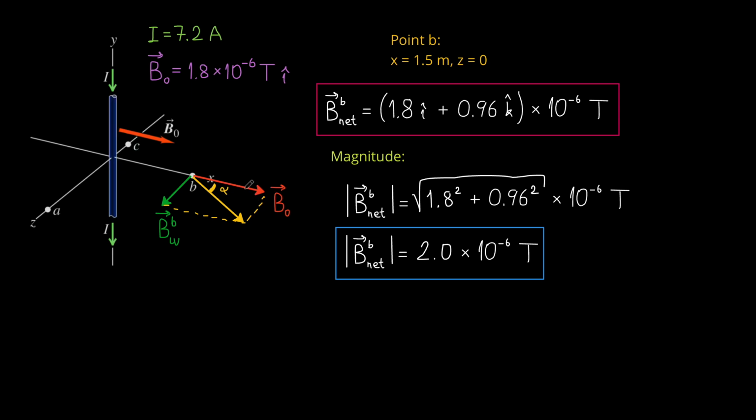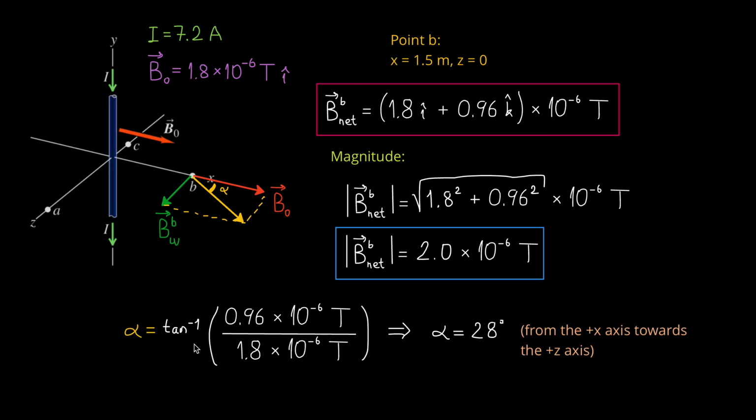If we focus on the picture, the x component of our vector, B sub 0 in other words, is the adjacent side for the angle alpha, and the z component, B sub W, is the opposite side. So we could do inverse tan of B sub W divided by B0, or inverse tan of the z component divided by the x component of the magnetic field vector. Here I have set up my calculation. That's the inverse tan of the z component divided by the x component, which is 0.96 divided by 1.8. We get alpha equals 28 degrees. And to be more specific about the direction of alpha, that is the angle pointing from the positive x-axis towards the positive z-axis, the angle right here.